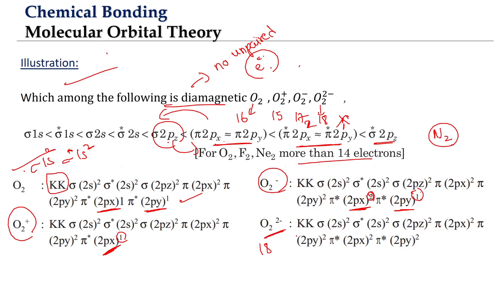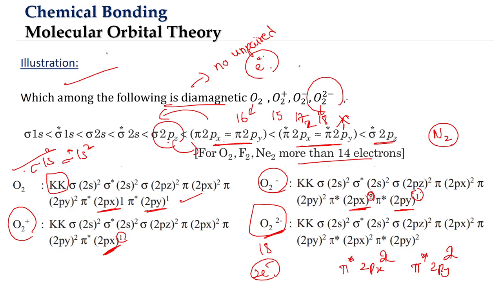What about O2 2 minus, totally 18? In this case, we give pi star 2px 1 electron, then pi star 2py 1 electron. We still have 2 more electrons, because the total count is 18. So we give 1 electron here and 1 electron here again. Totally, there are no unpaired electrons left in O2 2 minus.